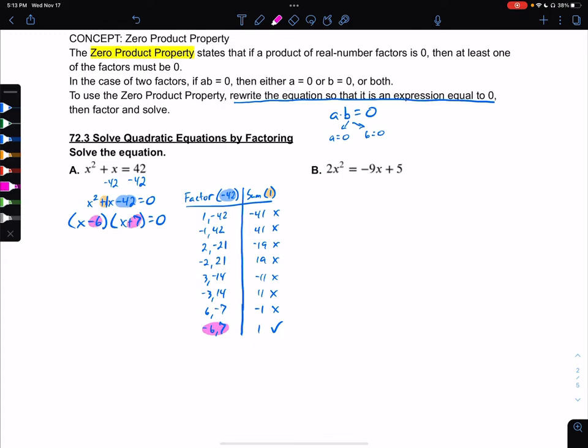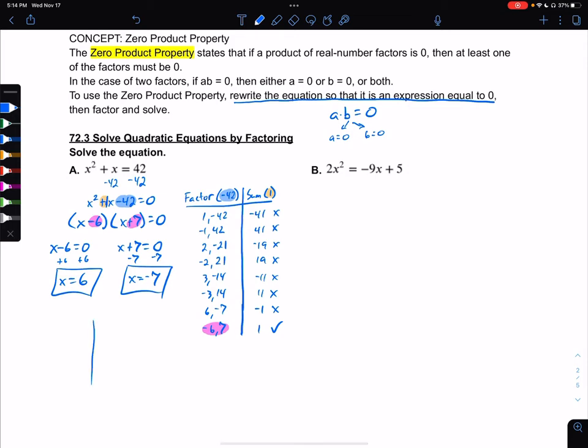Remember, these two numbers are the factors that we used. We rewrote the equation so the expression is equal to 0. We then factored it. And now we can solve it by using the zero product property. We can take each one of these factors, x minus 6, set it equal to 0, and x plus 7, and set that equal to 0. So I then solve each individual one. I get x equals 6, subtract 7, I would get x equals negative 7, and these are my solutions. Those are the zeros.